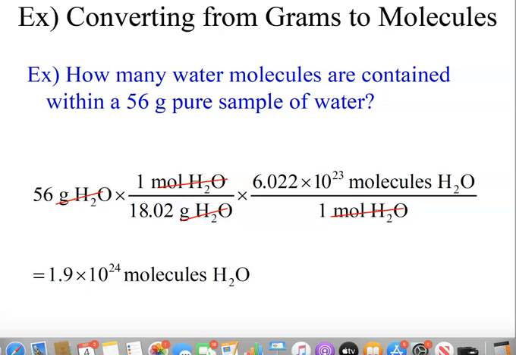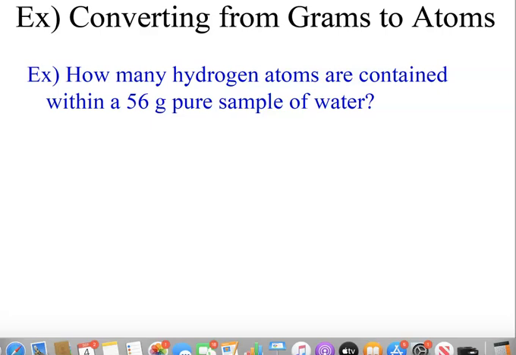We're going to do 56 times 6.022 times 10 to the 23rd divided by 18.02, and we'll get 19.24 molecules. Let's convert from grams to atoms. You can do this one. How many hydrogen atoms are contained within a 56-gram pure sample of water? Pause the video and give it a try.